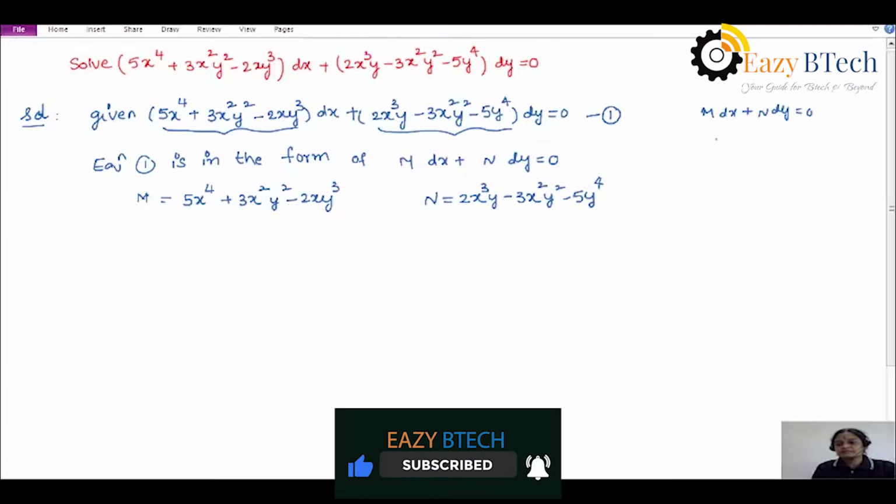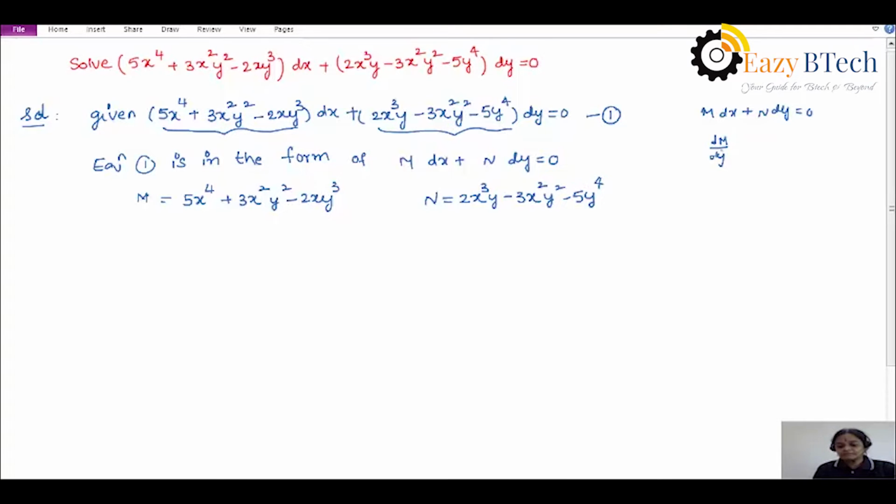So next, verify the exactness condition. So what is that exactness condition? ∂M/∂y = ∂N/∂x. Verifying this condition, finding the value of ∂M/∂y, students. In the first function there is no y, so the differentiation value is 0. Here we are doing partial differentiation with respect to y, so 3x² as a common factor, and for y² the differentiation is 2y, and here also −2x common, and y³ differentiation is 3y². So 6x²y − 6xy² is the value of ∂M/∂y.